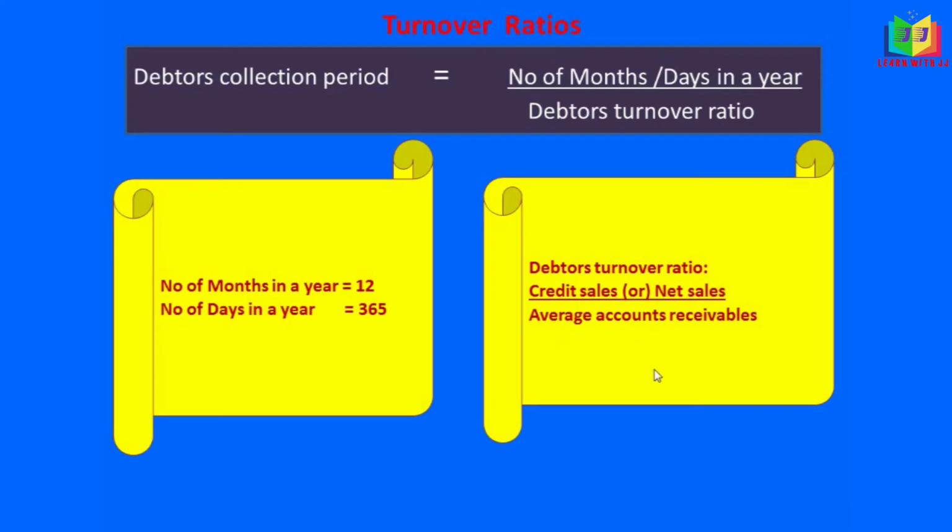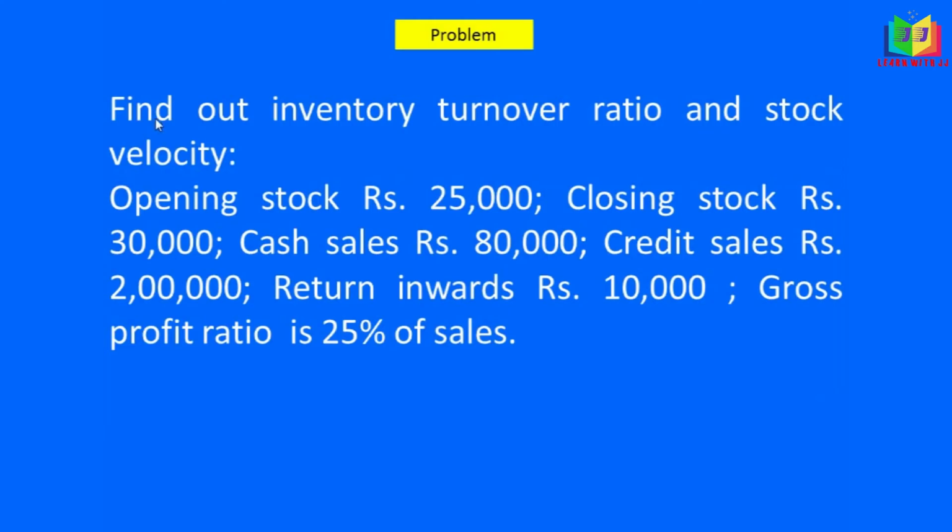Now we'll see one problem. Find out inventory turnover ratio and stock velocity. Opening stock rupees 25,000, closing stock rupees 30,000, cash sales rupees 80,000, credit sales rupees 2 lakh, return inward rupees 10,000, gross profit ratio is 25% of sales.